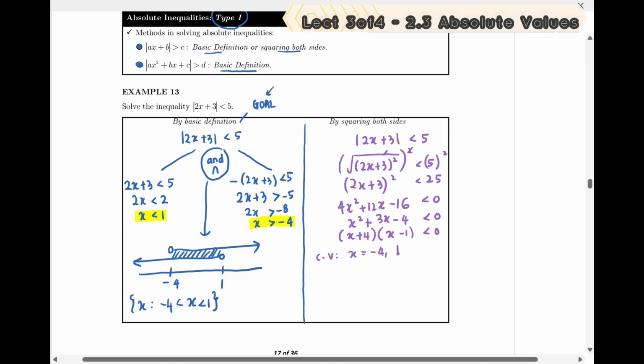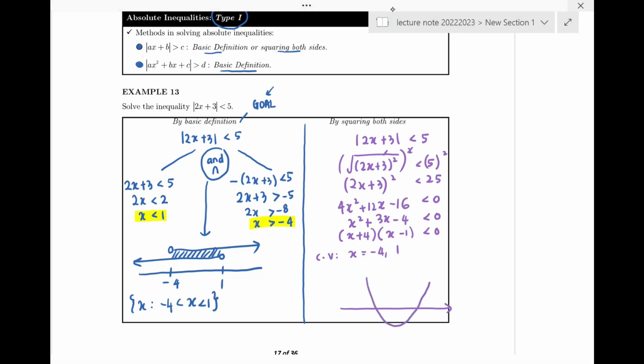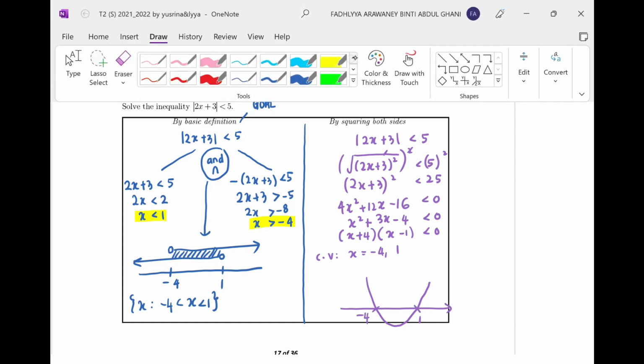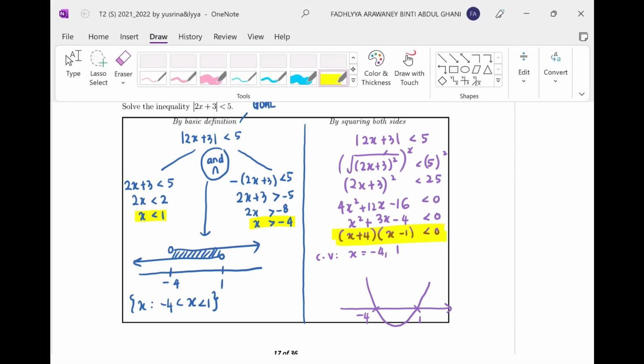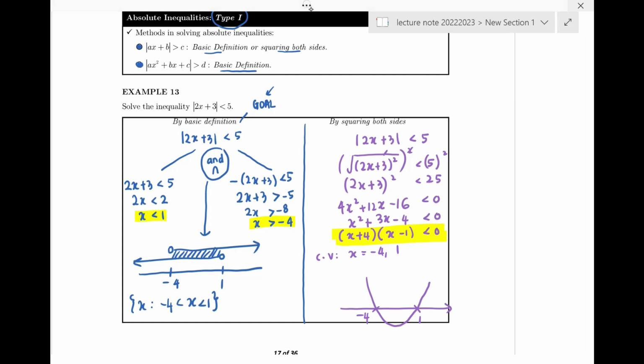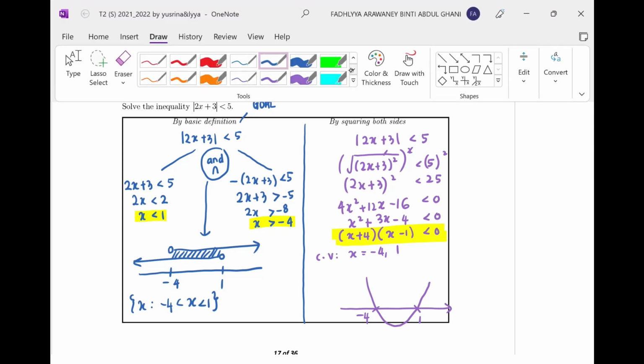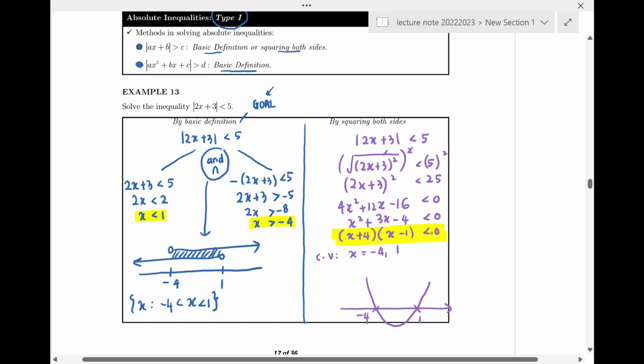Then I'll draw my quadratic graph. Here is -4 and here is 1. Now I highlight my last inequality here. I want the one less than 0.